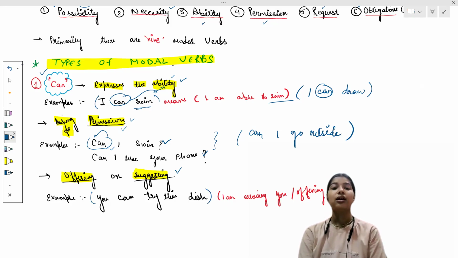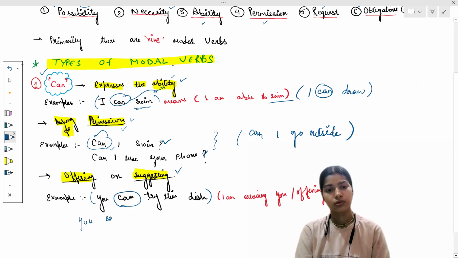You can. I am offering you. I am suggesting you. I'm allowing you to try this dish because it's good. So I am saying that you can try this dish.